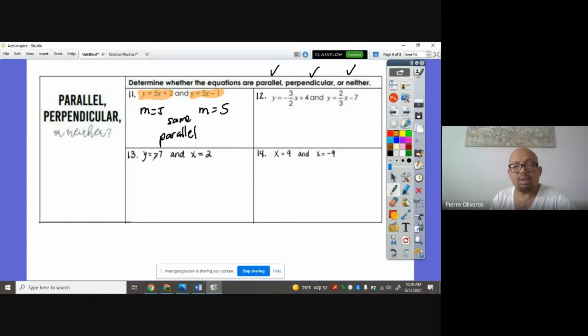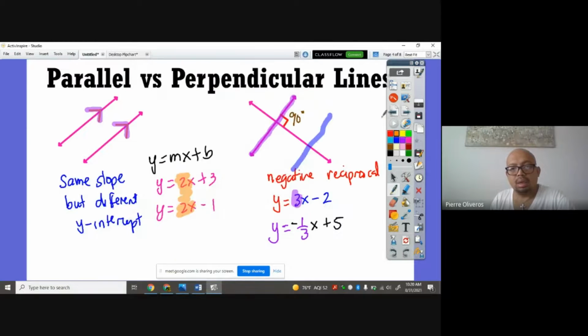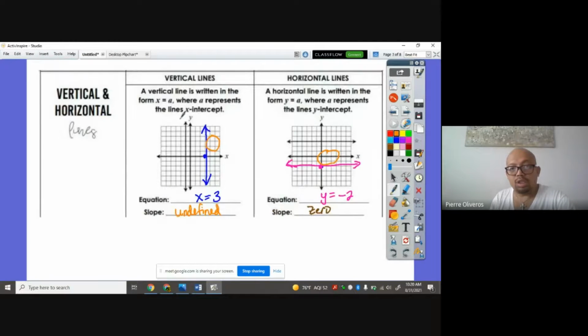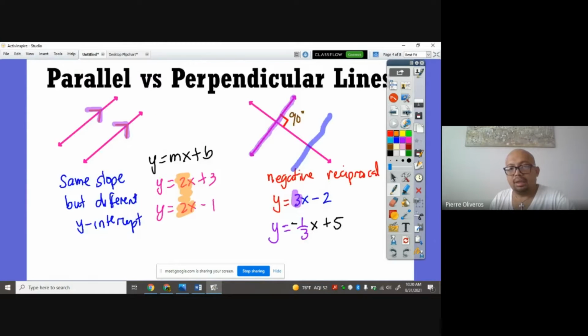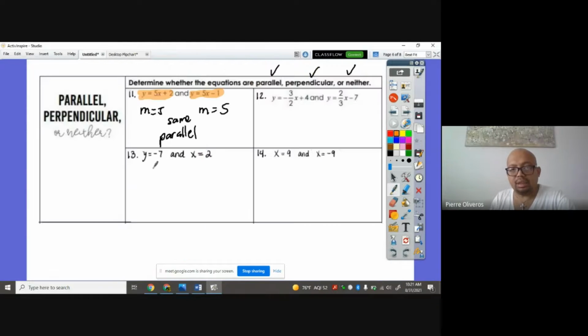Next, y equals negative 7, x equals 2. Oh, this is a good problem, okay? The slopes here, horizontal and vertical, one is undefined, one is 0, right? You have to understand that these draw a horizontal line and a vertical line. The x equals 2 draws a vertical line. They intersect, and they are perpendicular here.